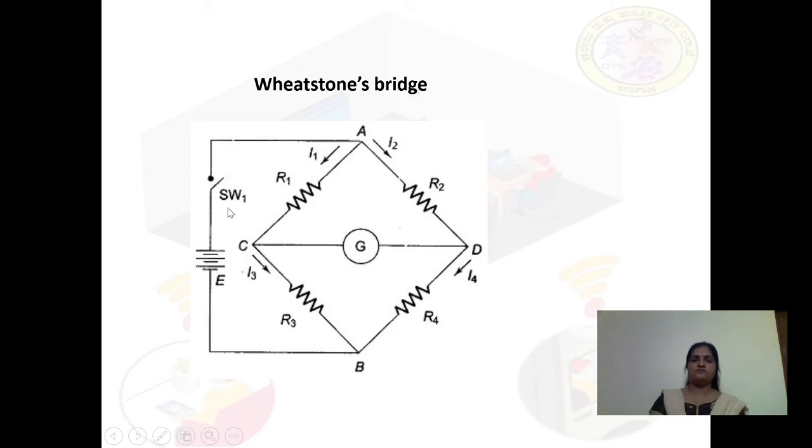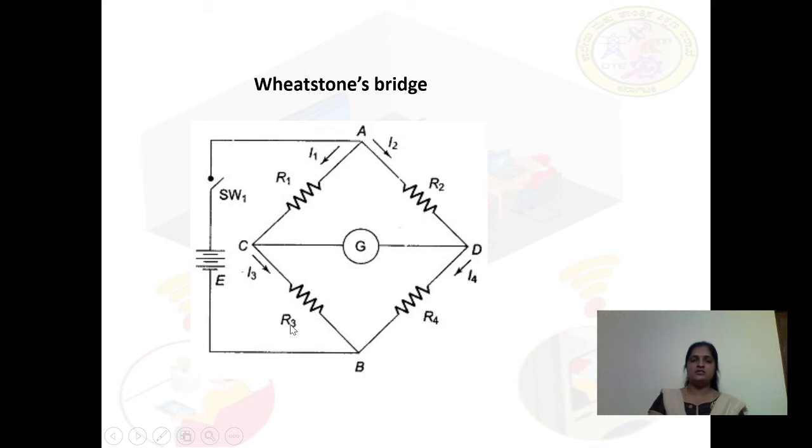And due to the source of excitation, the current I1 flows through R1, I2 flows through the second arm, that is through R2, and I3 is the current flowing through the third arm, that is across resistance R3, and I4 is the current flowing through the fourth arm. So these are the 4 resistive arms forming a network in the form of a bridge.